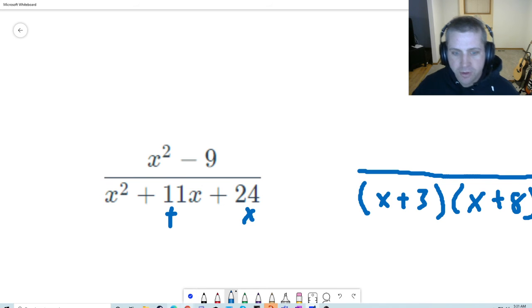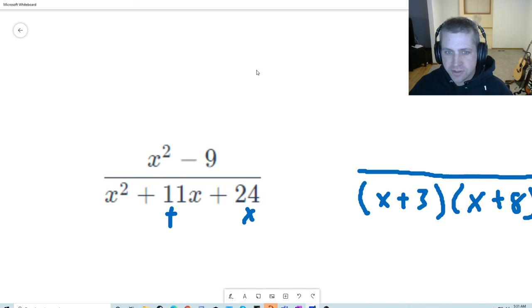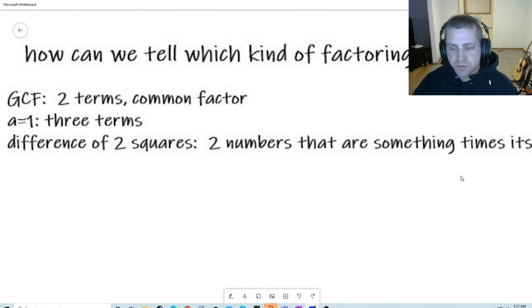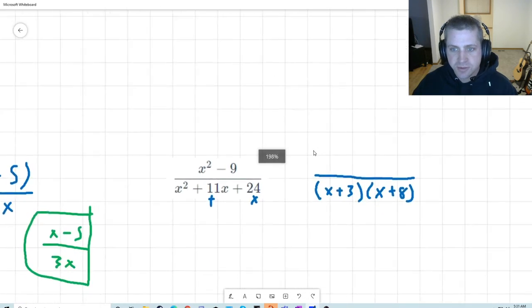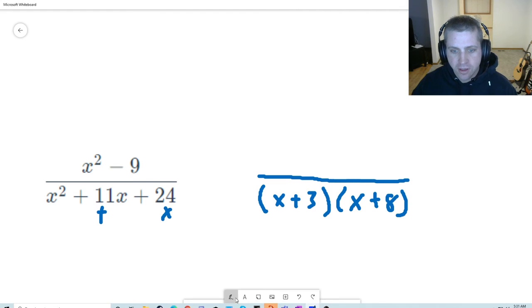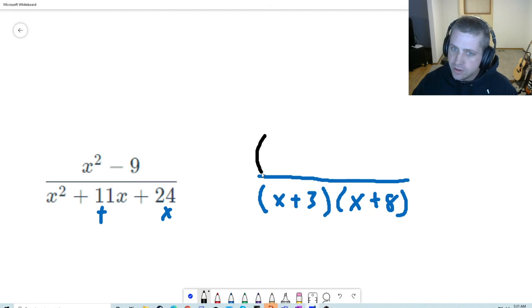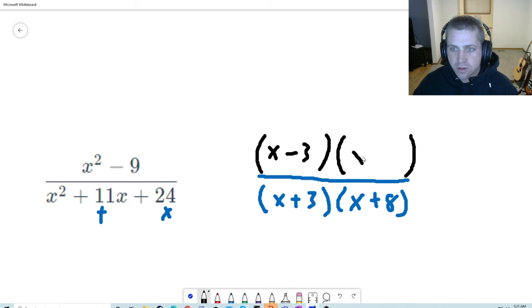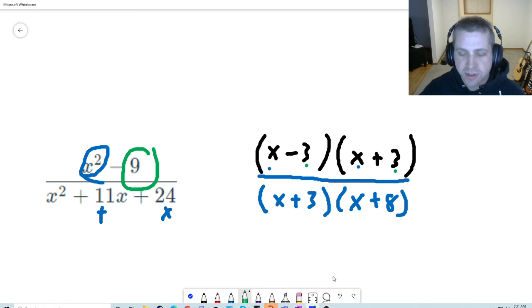And then the top one, there is no common factor. There's nothing that divides out of both, but it is a difference of 2 perfect squares. So it's two numbers that are something times itself. And how we did that one, again, we have a bunch of factoring practice that we've done. I'm not going to go over every little detail about how to factor right this second. But you figure out what times itself is x. That goes in the first spot. Figure out what times itself is 9. Goes in the second spot. You also have 1 plus sign, 1 minus sign.